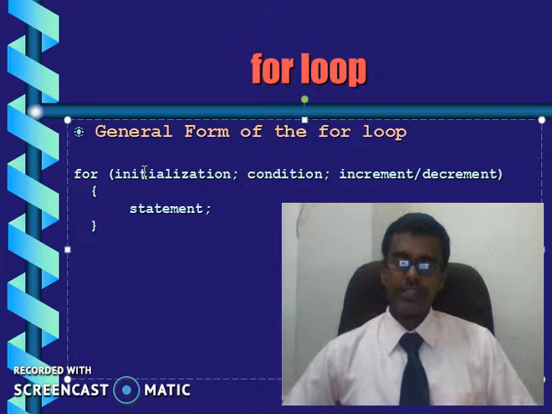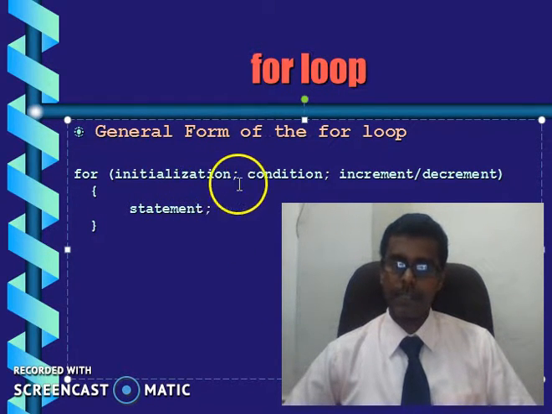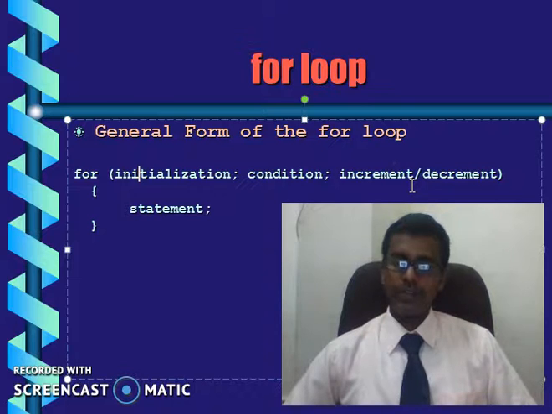Now, what is this initialization portion? In this portion, we are going to initialize the variables for the loop. The second one is the condition. In this portion, we are going to specify the condition under which we are going to terminate this repeated process. The third one is increment or decrement. In this portion, we are going to mention how we are going to increment the variables. Now we'll see an example for the for loop, then it becomes clear.